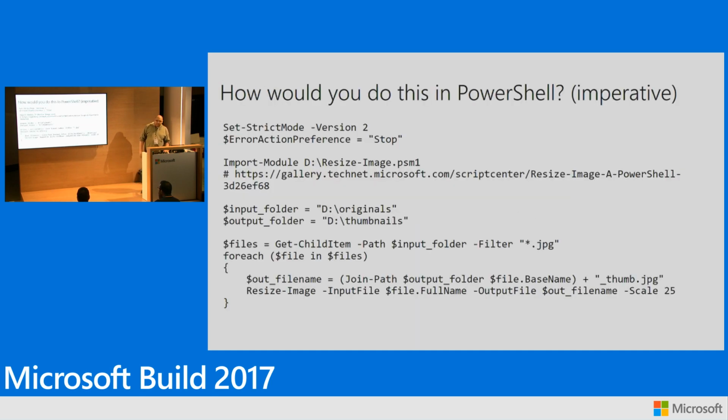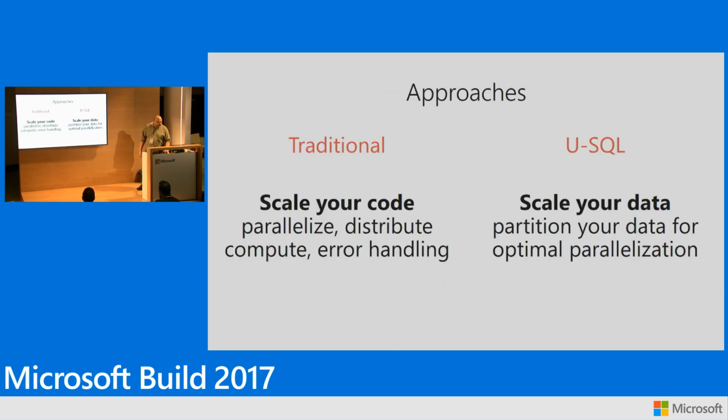Okay, so let's just look at how you would do this on the command line. This is the imperative way. You read a bunch of JPEGs, and one by one you do a resize. Pretty obvious how this works. This code's available on TechNet. Now, that's the traditional approach.